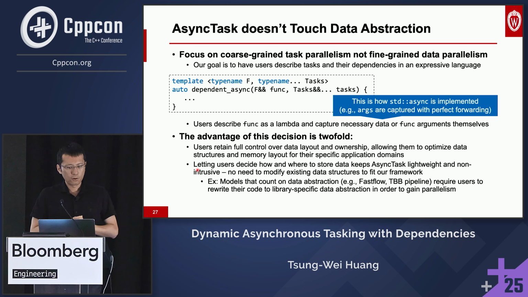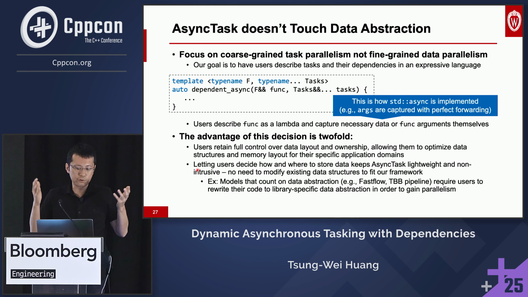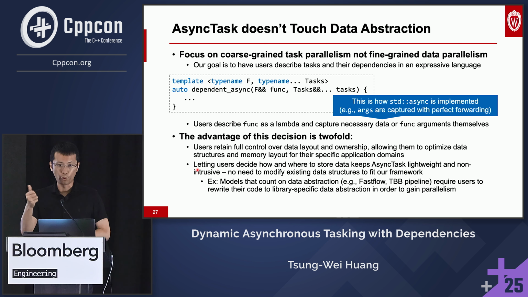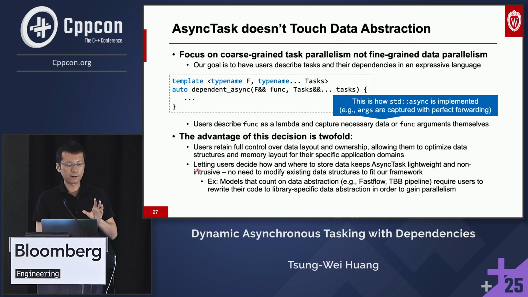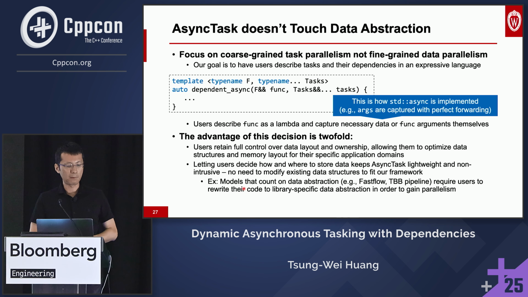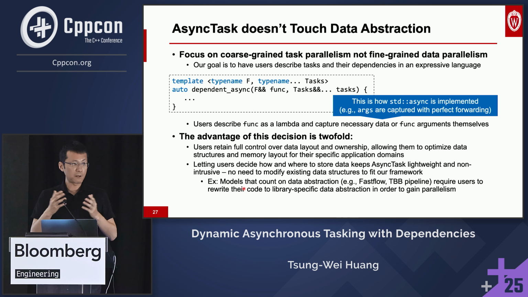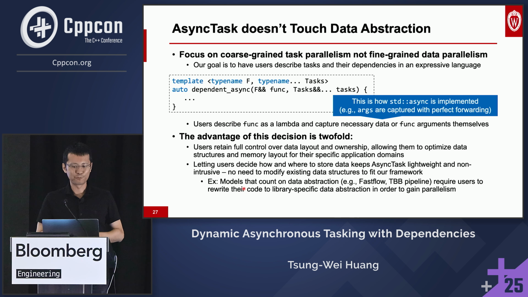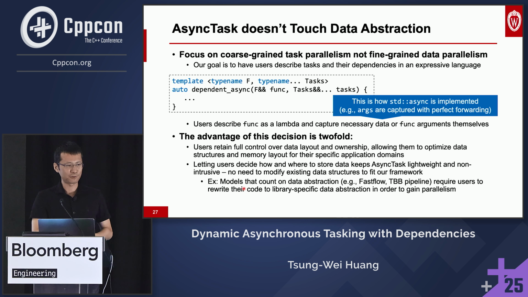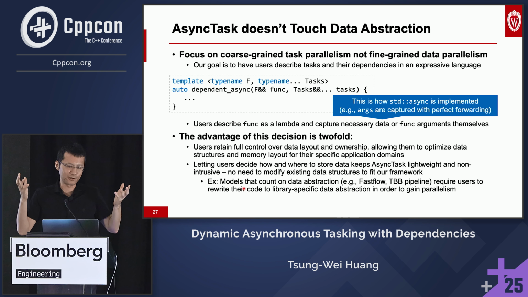Second, letting users decide how and where to store data keeps AsyncTask very lightweight and non-intrusive. There is really not much need for you to modify your existing data structure in order to parallelize your application that fits into our framework. This is very different from many of the data parallel programming models, such as FastFlow, TBB pipeline, that conduct yet another data abstraction requiring users to rewrite your code to their library-specific data abstraction just because you want to gain parallelism.